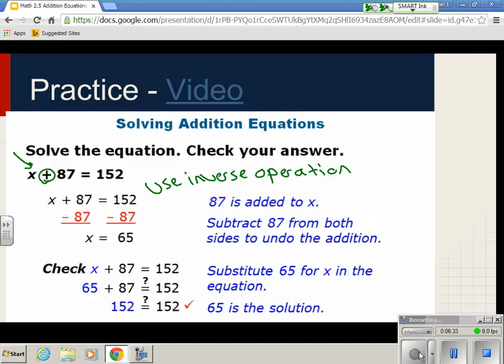So the inverse operation of addition is, that's right, subtraction. So what we're going to have to do here is rewrite the original problem. That's your first step, so hopefully you're doing that in your notebook now. And what we're going to do is subtract that value of 87 from both sides. So on the side with the x, 87 minus 87 gives you a big fat 0.